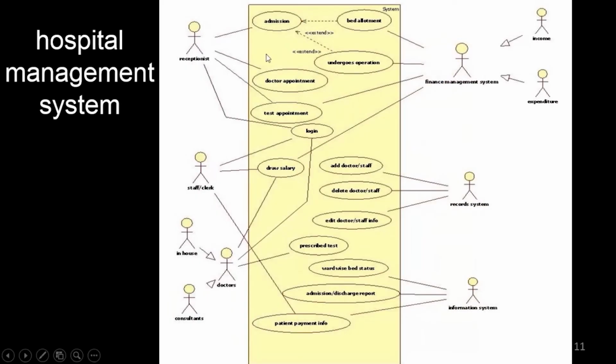And this is the hospital management system. As I told you, these actors also have the generalization relationship, like in-house doctors and consultants. Doctors can be in-house or they can be consultants. Then the finance management system, you can classify as income or expenditure.